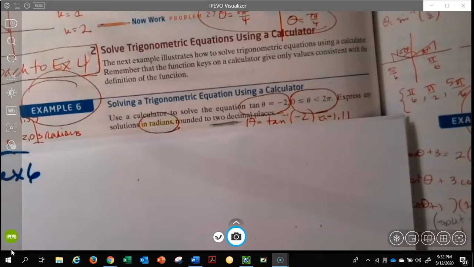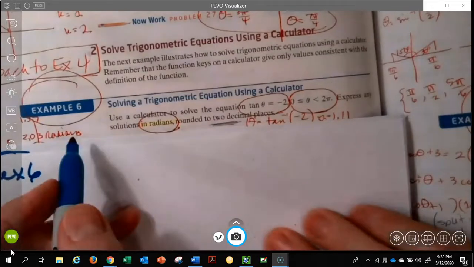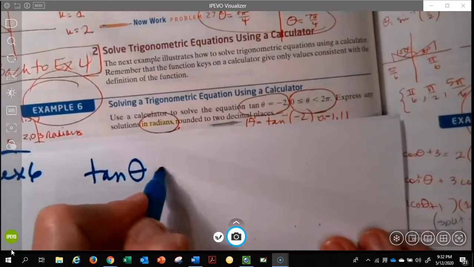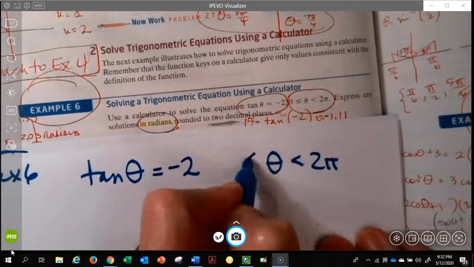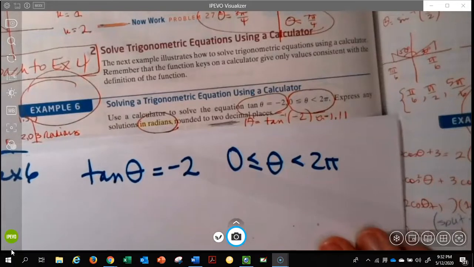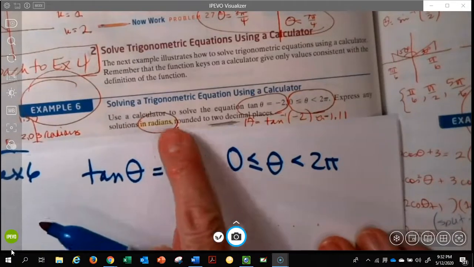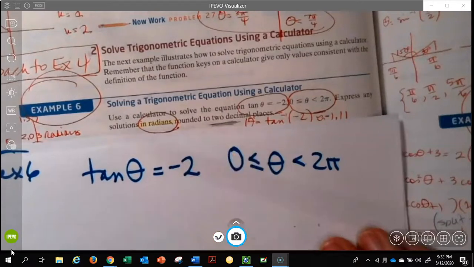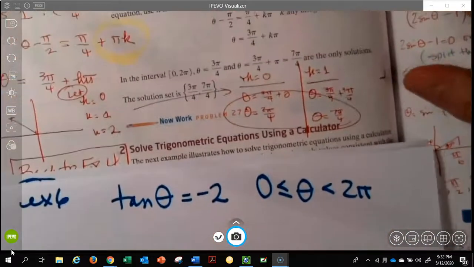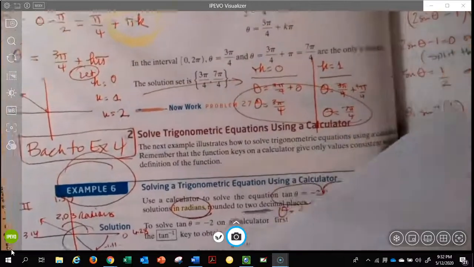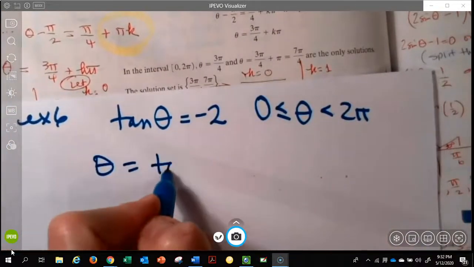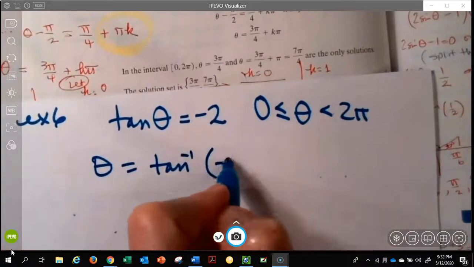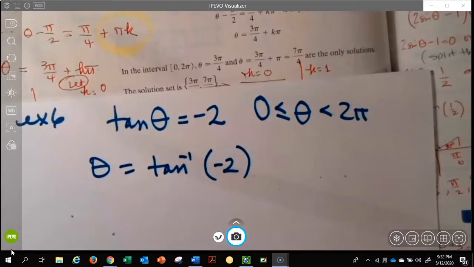Now it wants them in radians, but it says let us take this tangent theta, which is equal to -2. Again, they're going to block us down so we don't have to do a general formula for the whole entire world of answers. It says express our answer in radians, 2 decimal places, and so here we go. So what we're asking is we want to know the theta where the inverse tangent is worth a -2.